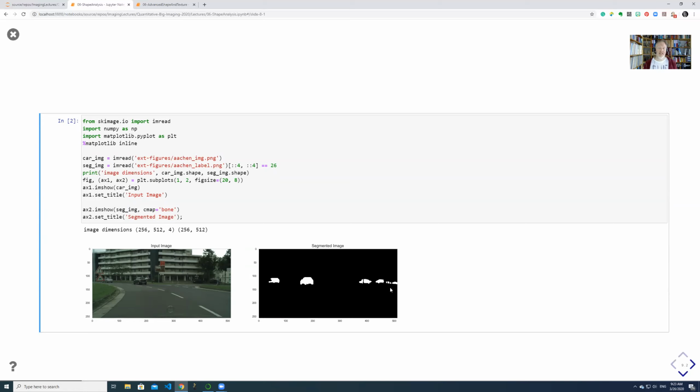But anyway, we have our cars in this segmented image, but we can't tell. We only know that the white ones are cars, but we don't know that the one to the left is car number 1, the next one is car number 2, etc. So that is where we need this component labeling.